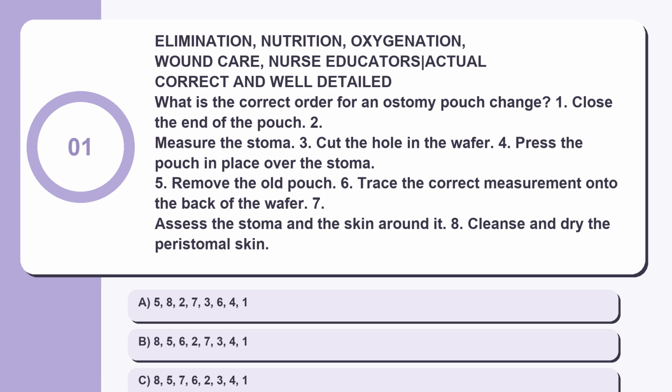D. 5. Remove the old pouch. 8. Cleanse and dry the peristomal skin. 7. Assess the stoma and the skin around it. 2. Measure the stoma. 6. Trace the correct measurement onto the back of the wafer. 3. Cut the hole in the wafer. 4. Press the pouch in place over the stoma. 1. Close the end of the pouch.